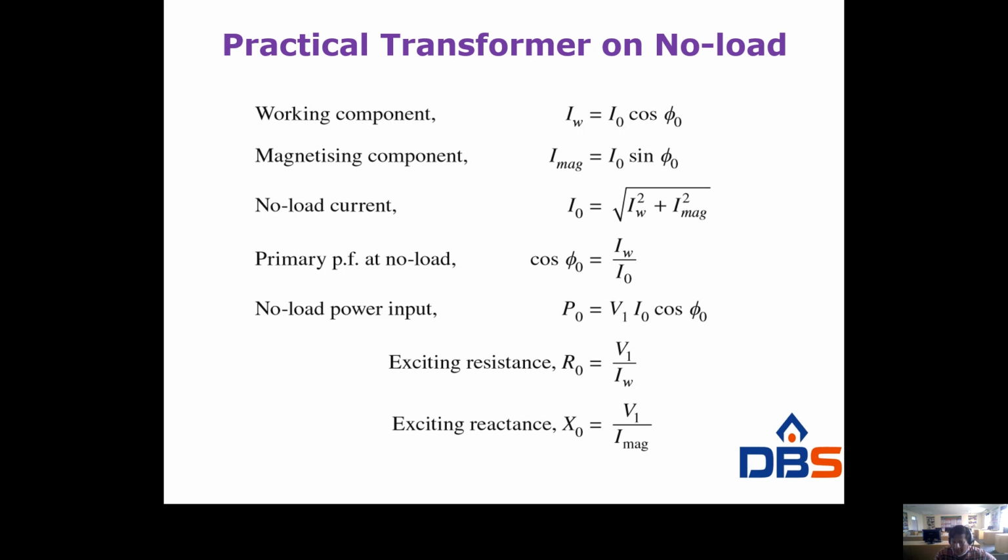Otherwise they are asking problems using this. Determine the working component of current, the magnetizing component of current, the no load current, the power factor at no load, the no load input power, or the copper loss, whatever it may be. From this no load analysis, we have to determine the shunt branch parameters also in the equivalent circuit, that is R0 and X0, the no load resistance and no load reactance. R0 is equal to V1 by IW, since we know the V1 value and the IW value, and reactance X0 is equal to V1 by Im.